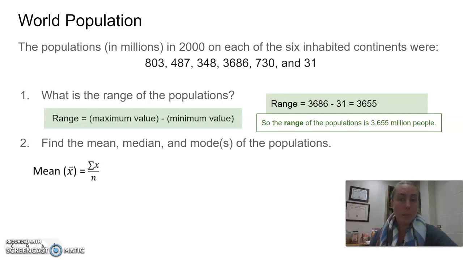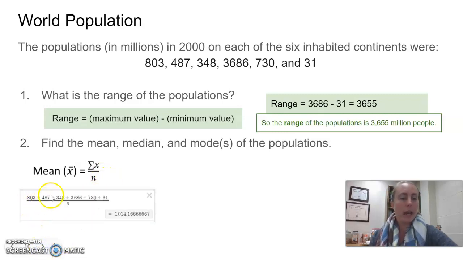Next, we are asked to find the mean, the median, and the modes of these populations. The mean, or x bar, or average, can be found by doing the sum. That Greek E-looking letter is called summation, the sum of all the x values divided by n. N stands for the number of numbers. So we're going to add up all the x's, all 6 of these numbers, and divide by the number of numbers, which is 6.